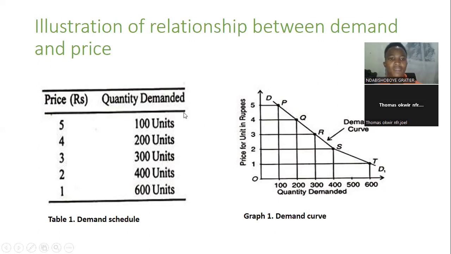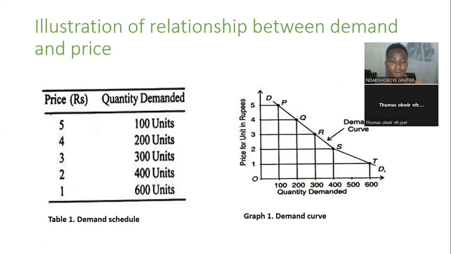As the price was at 5 rupees, the quantity demanded was low at 100 units. But as the price reduced to 4 rupees, the quantity demanded started increasing. It increased from 100 to 200 units. As the price continued reducing, the quantity demanded also continued increasing.